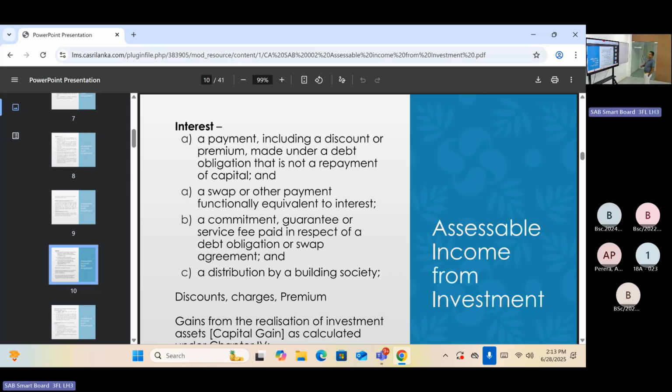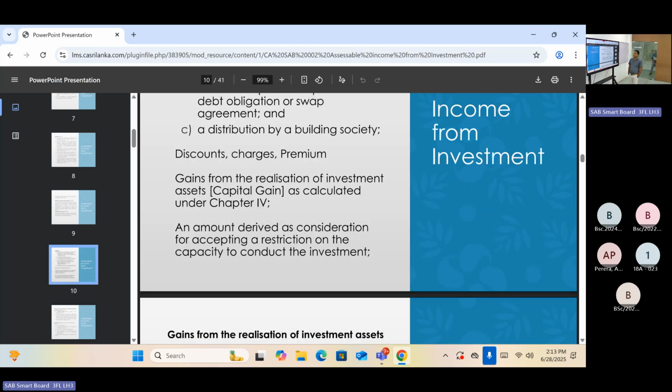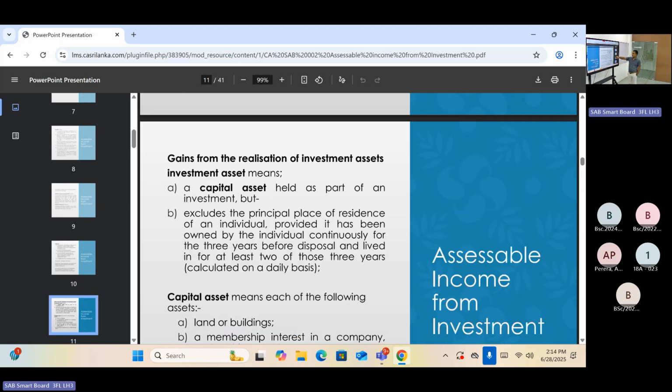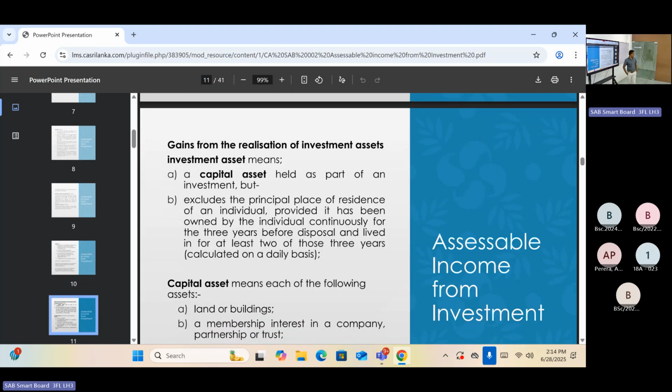Discount charges, premium, that type of things also come under the assessable income from investment. Gain from the realization of investment. Any gain from the realization of investment is also part of investment income. An amount derived as consideration for accepting a restriction of the capacity of conducting investment is also part of investment income. So we will move to gain from the realization of investment.